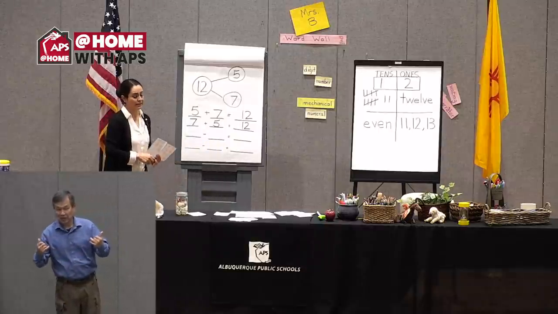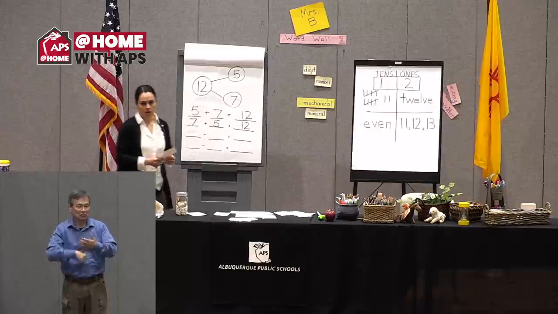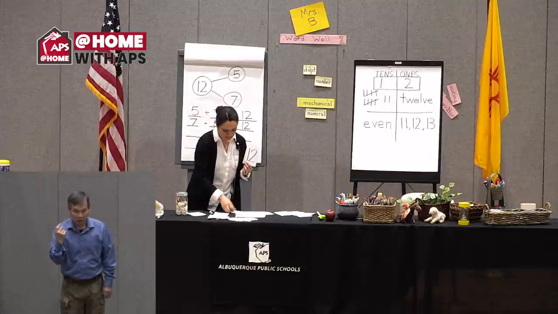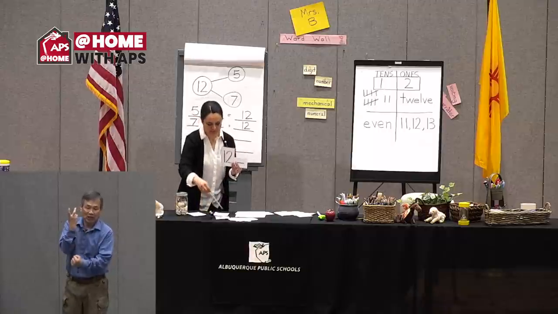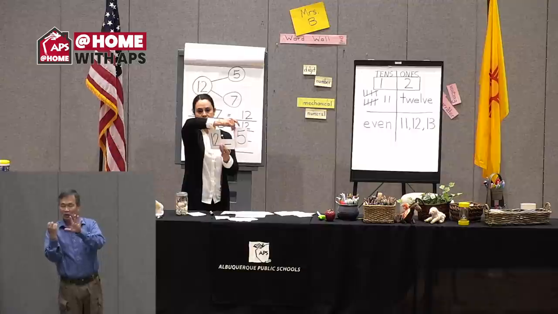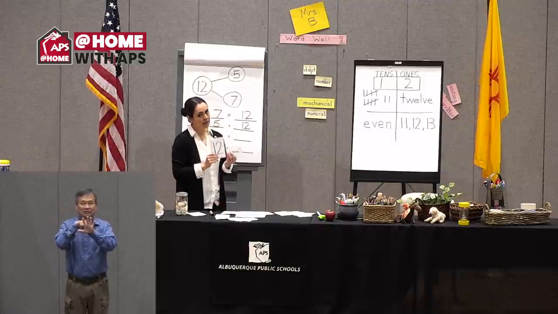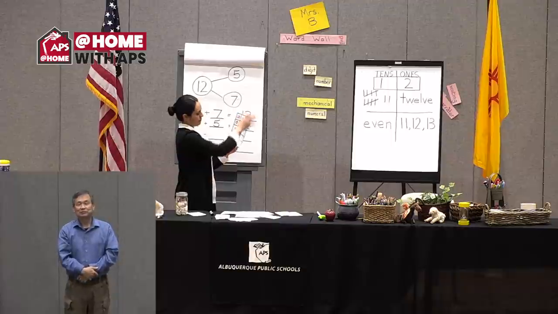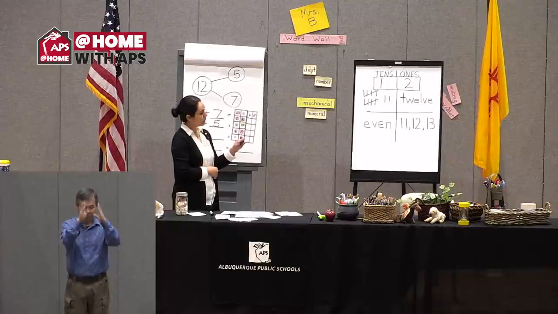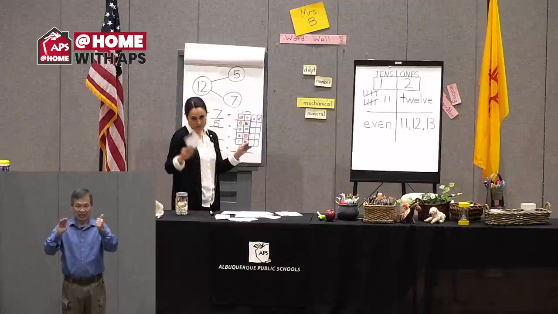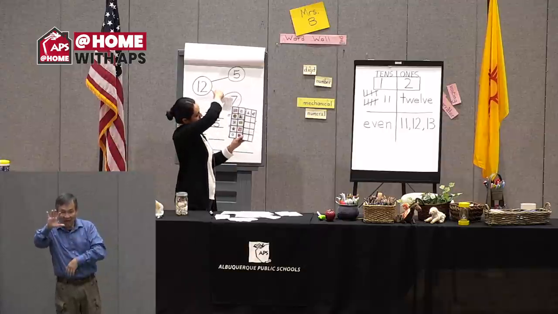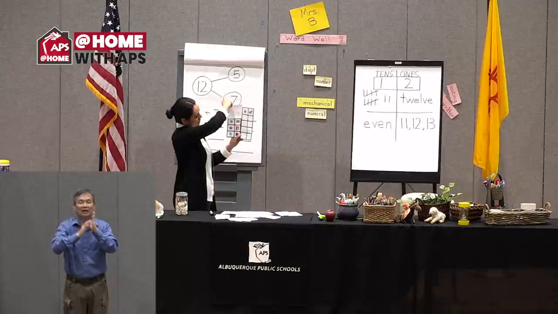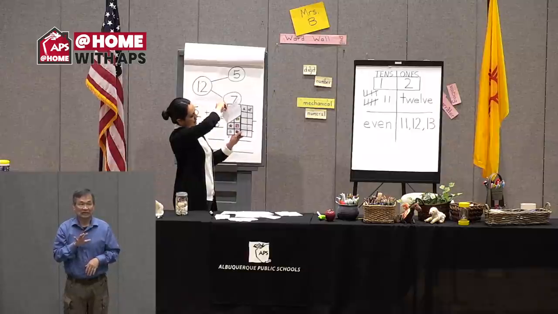Now we're going to subtract. So when we subtract, we need to start with our whole. So this time I'm going to start with the number 12. And I'm going to subtract or take away 5. So I'm going to use my 10 frames here. So I have 12 here. And I want to take away 5. So I'm going to cover them up with another piece of paper. So I'm going to cover up 1, 2, 3, 4, 5.